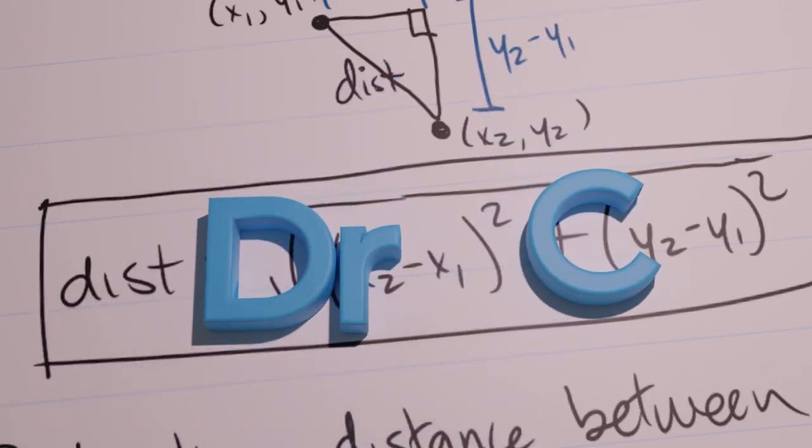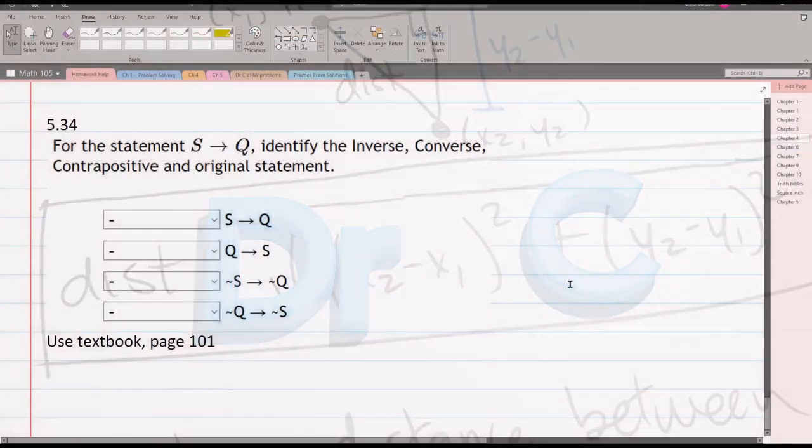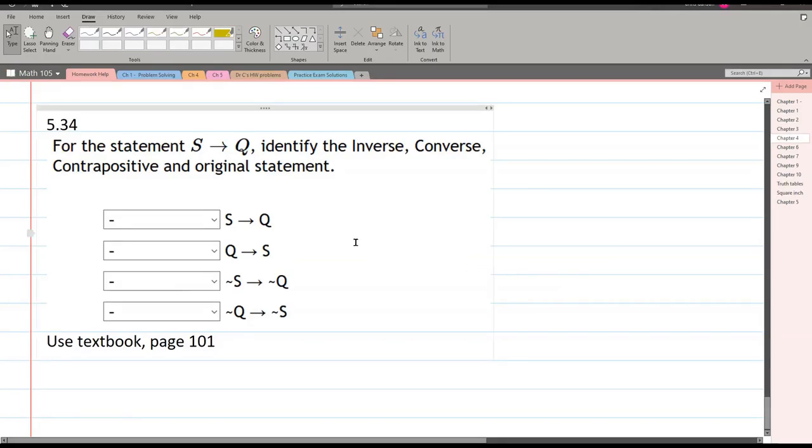Question 34, we have inverse, converse, contrapositive, and original statement. Without knowing anything else, the original statement is S implies Q, so I can already write original statement right here on the first one. So that's the original.